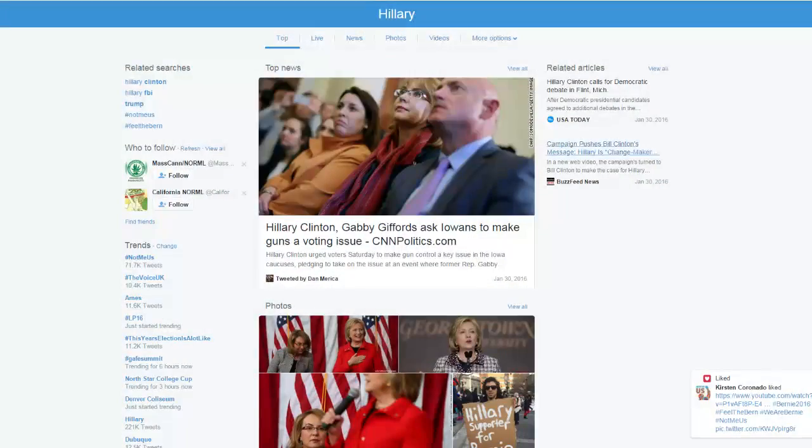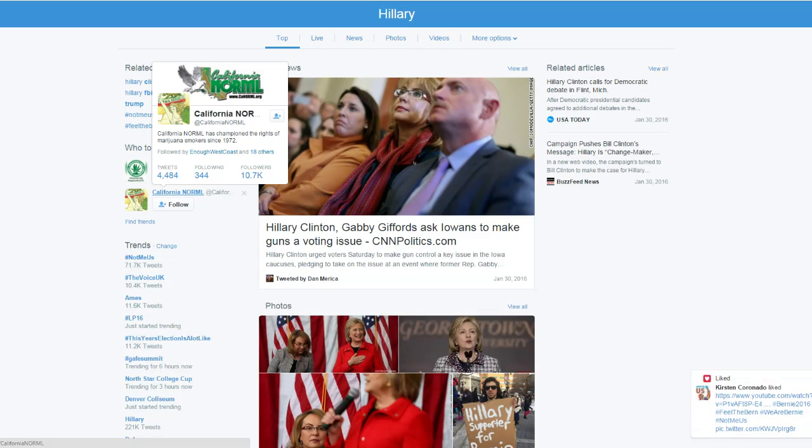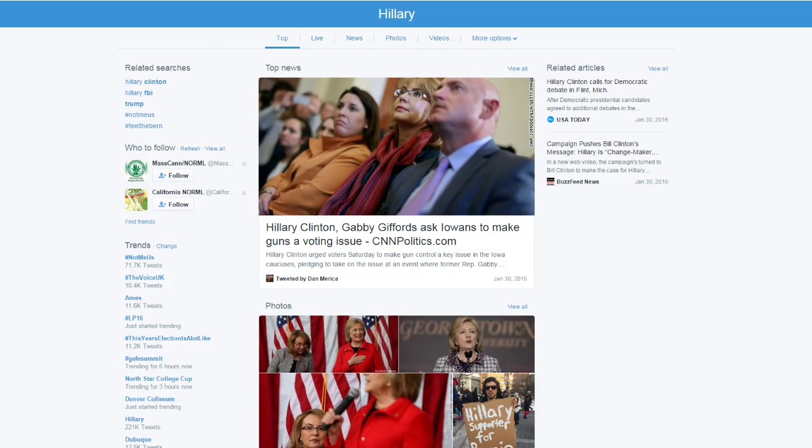All right, we're going to show this because this is typical. I told you there was going to be something fired back across the bow, right? This is how it works in a war of information. I don't know, we haven't read the article, but this is the headline: Hillary Clinton, Gabby Giffords asks Iowans to make guns a voting issue. Why? Because it's one of the only places she thinks she can attack Bernie.